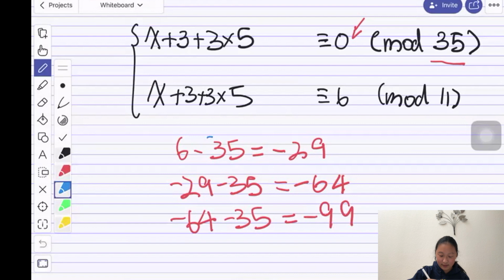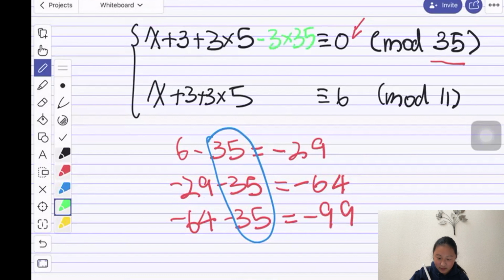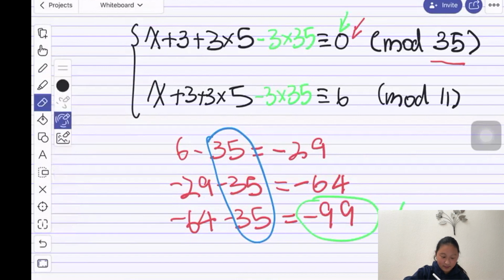So we are going to subtract 3 times 35 because, as you can see, we had 3 negative 35s here. So we're going to subtract 3 times 35. And this part, remember, still stays 0 because we subtracted a multiple of 35. And we're going to do that to this one. And remember, since negative 99 is a multiple of 11, we can change this to 0.